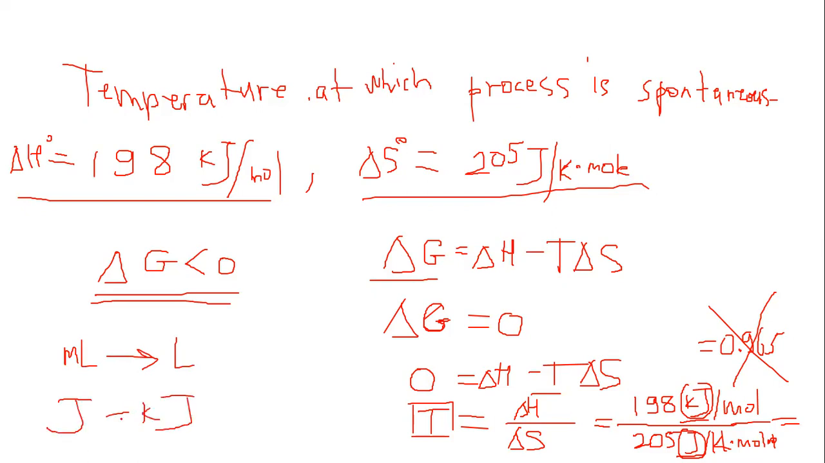You need to multiply this one by 10 to the minus 3, or you need to divide it by 10 to the minus 3. So this is the conversion factor. You can do it either way. So you put kilojoule here now, instead of joule. Okay, now calculate the temperature.